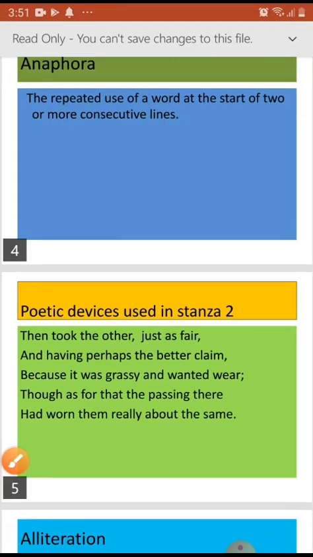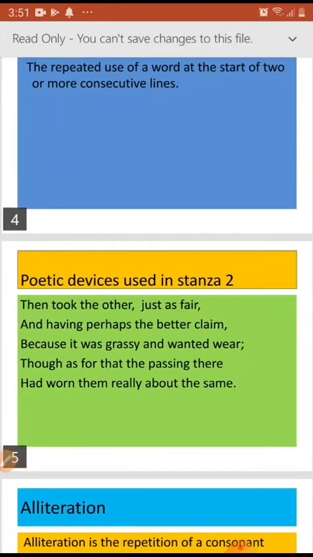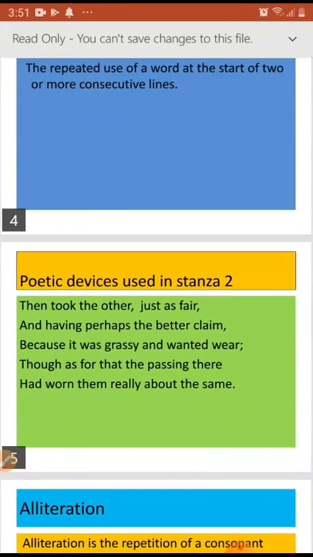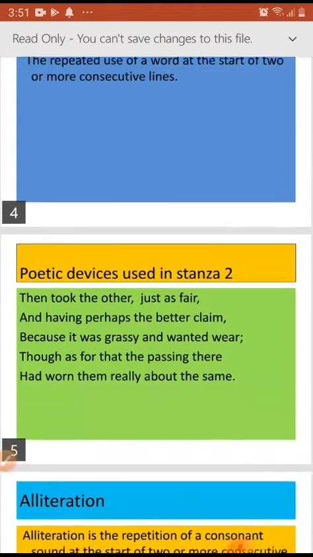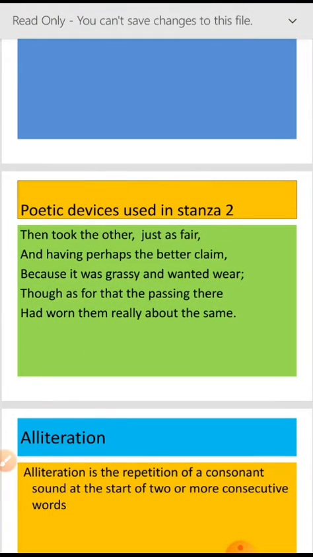So here in this poem, the literary device used by the poet is alliteration. What does alliteration mean? I have written the definition for you so that it will be very easy for you to understand. Alliteration is the repetition of a consonant sound at the start of two or more consecutive words.